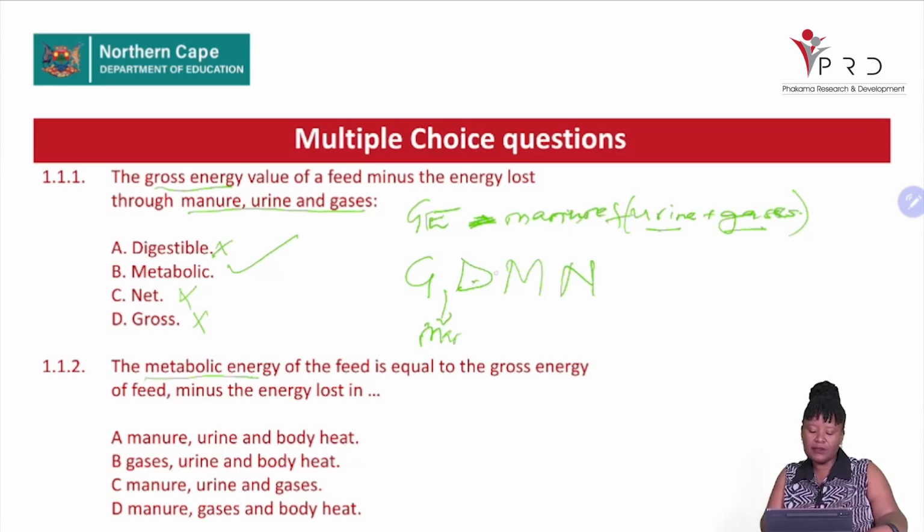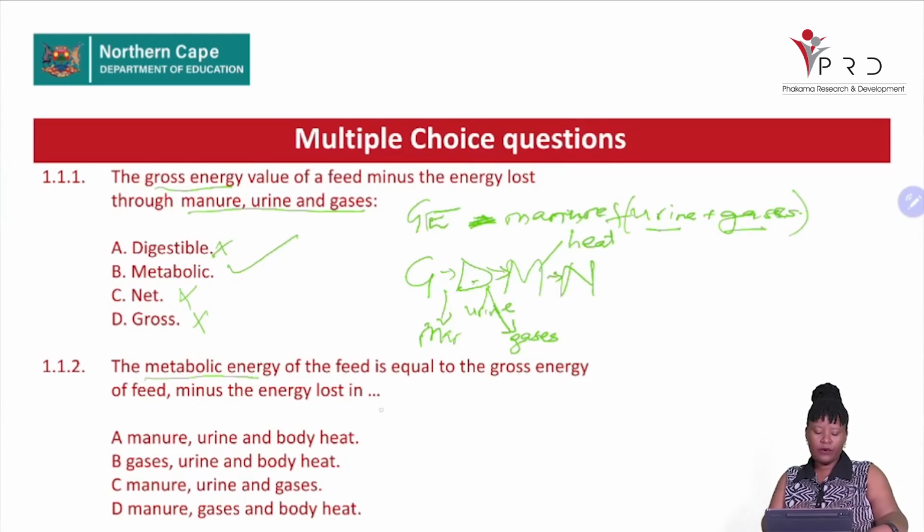So digestible energy will lose energy in 2 ways: in the form of urine, and at the same time in the form of gases, whose names you must know. And then it will form metabolic energy. Metabolic energy will lose energy in the form of heat in order to form a net energy that will be available to be utilized by the animals.